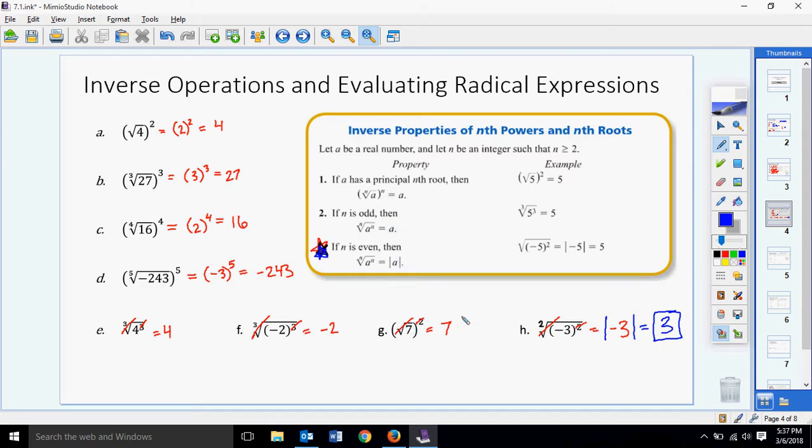You're probably wondering, hey, in problem G, I have an even power and an even index. So why didn't we take the absolute value there? Well, we absolutely should have taken the absolute value of 7. I just didn't write it because the absolute value of a positive 7 is 7 itself. So don't forget that one. Make sure you take the absolute value of whatever is under your radical.